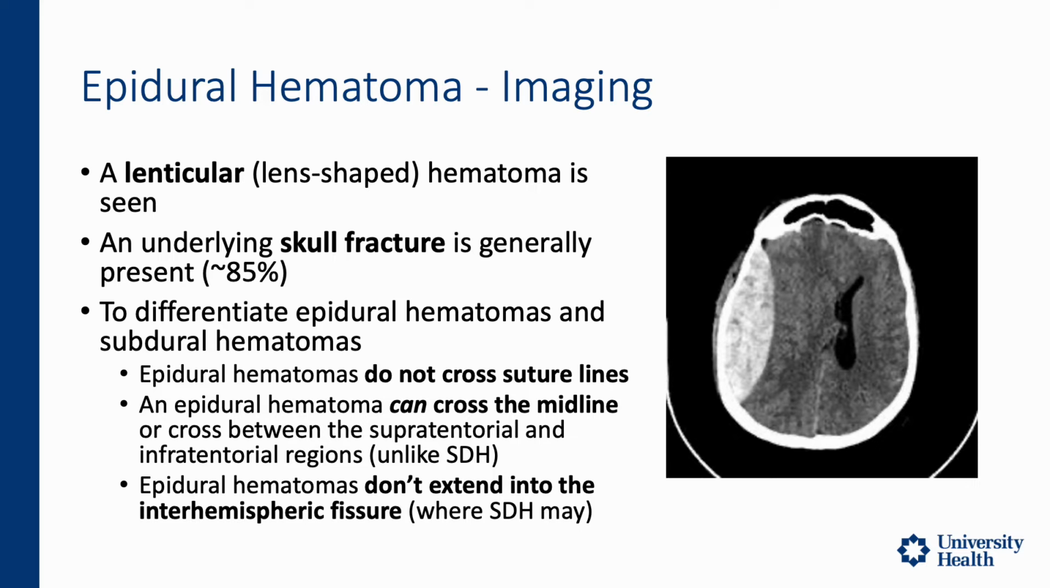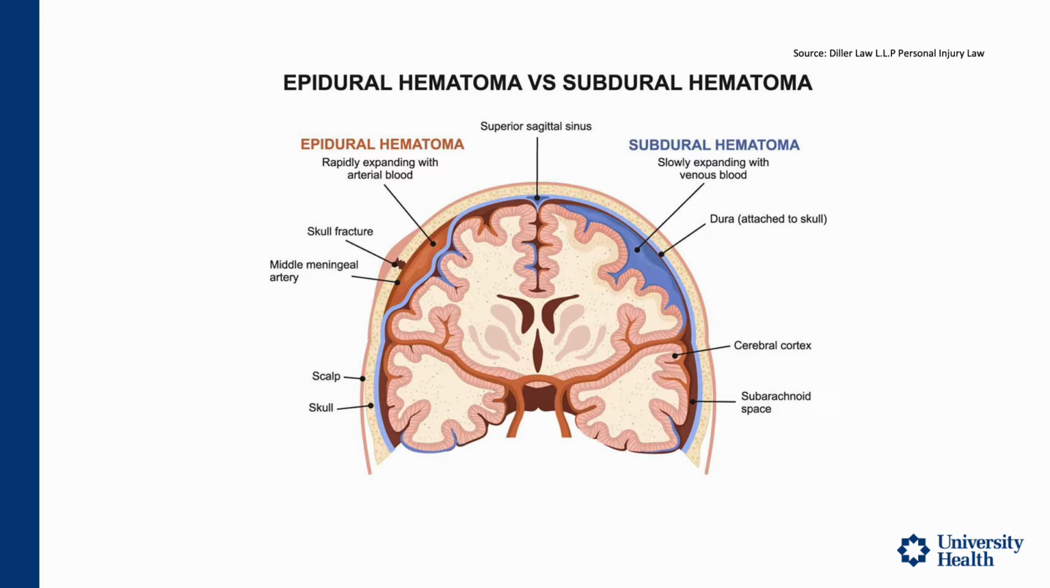Here is a picture of the anatomy and pathophysiology you're seeing in these head bleeds. An epidural hematoma is usually an arterial bleed, associated with a skull fracture and the middle meningeal artery, and it's very rapidly expanding because arterial bleeds are very brisk. As we said, this occurs above the dura mater, versus your subdural hematoma, which slowly expands with venous blood. As you can see, the dura is completely attached to the skull, and subdural hematomas occur under the dura mater.